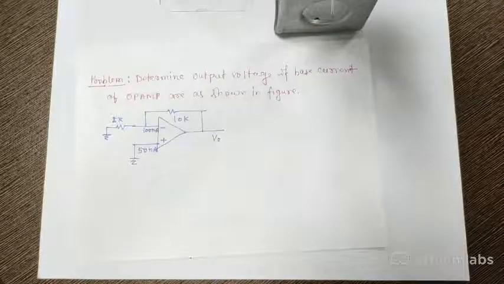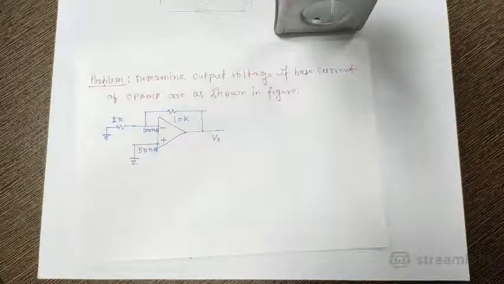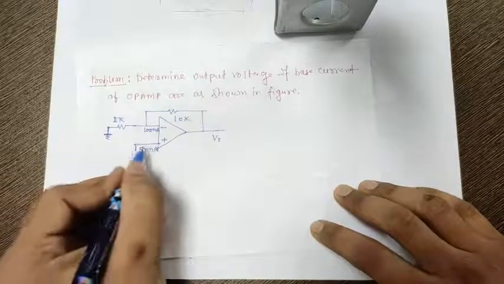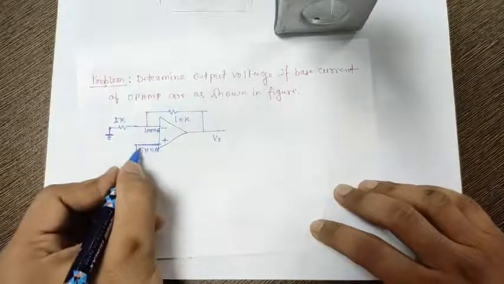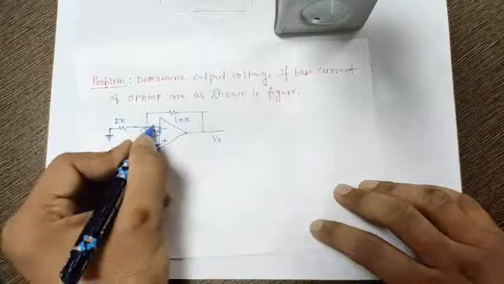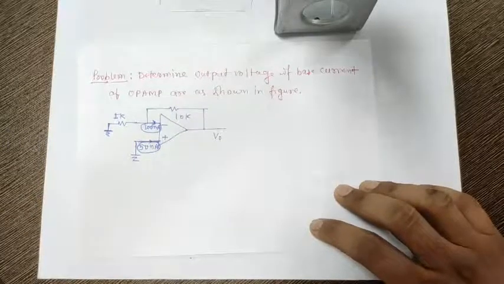Here one thing you can see is that input is not applied. Both of the terminals are grounded. You can see this terminal is grounded and this terminal is also grounded. But what is given? These base currents. Ideally these base currents of an OpAmp are 0.